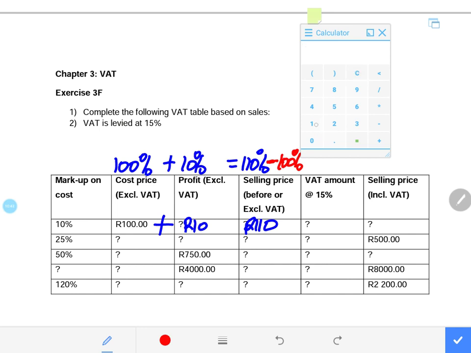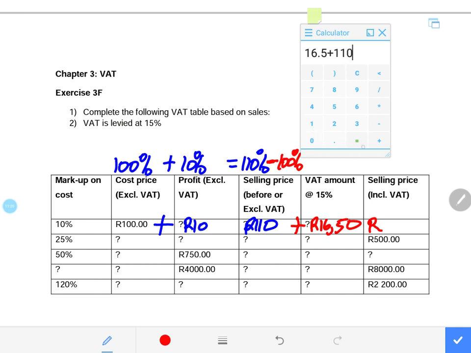In other words, we say it's 15 over 100. This is 15%. 15 over 100 is 0.15. So that is where that 110 times 0.15 comes from. We multiply 110 Rand by 15%, it gives us 16 Rand 50 cents. So the amount of VAT is 16 Rand 50 cents. Now we are going to say selling price before VAT plus the VAT amount. This will give us the selling price after VAT has been added.